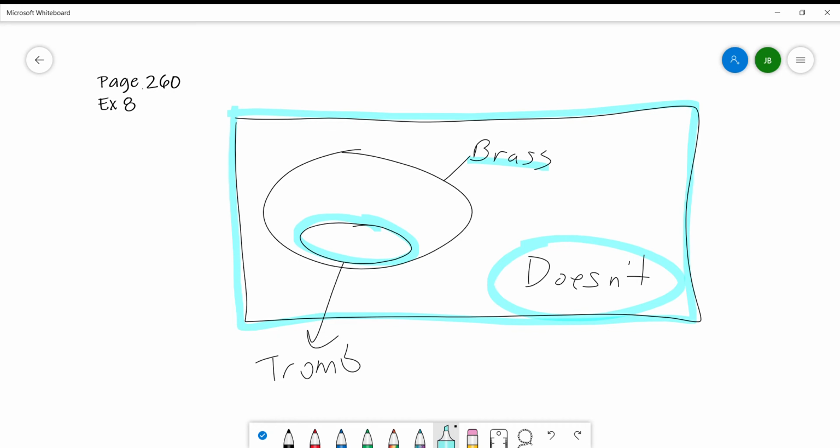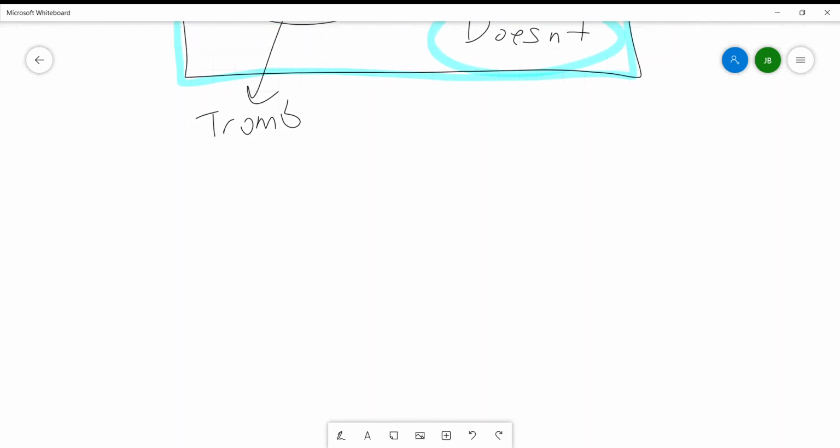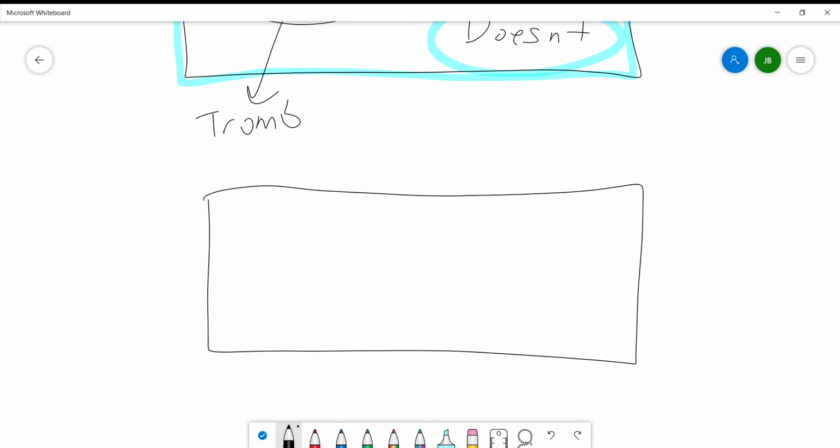Now I kind of want to show a bar model. I'm going to pause right here. We'll use the trusty old black. So here's my bar model.